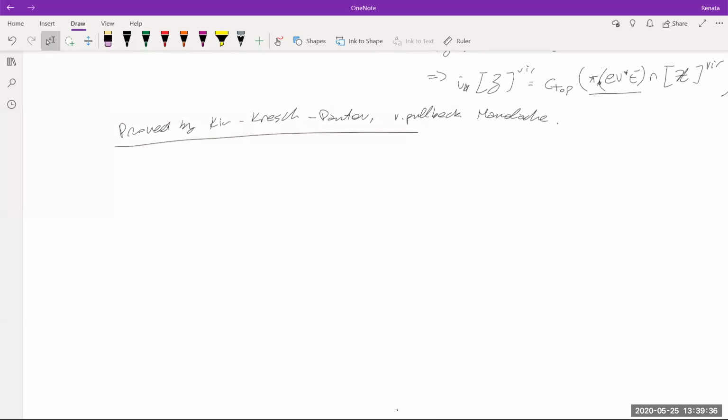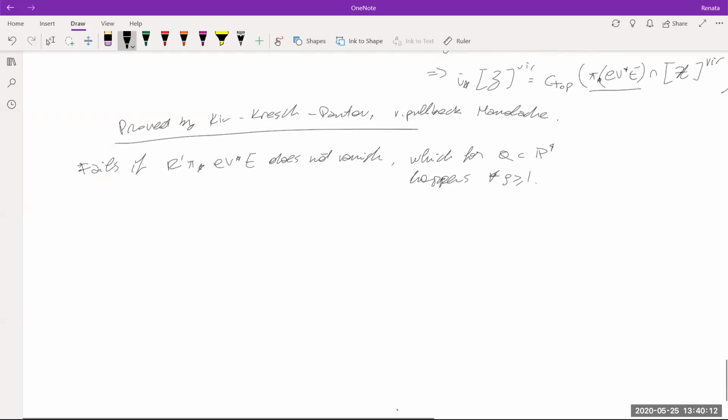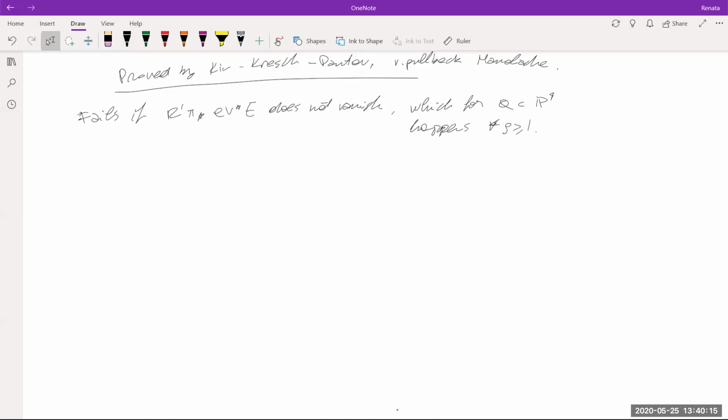So this fails if R1 pi lower star of this bundle does not vanish, which in the case of the quintic in P4 happens for all genus greater or equal than 1.